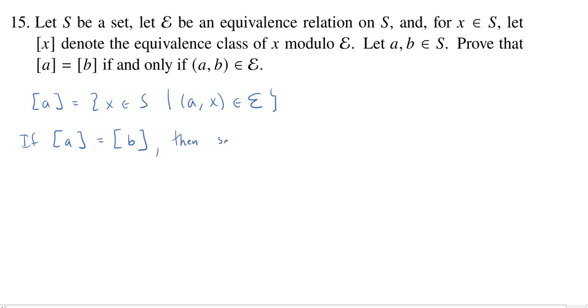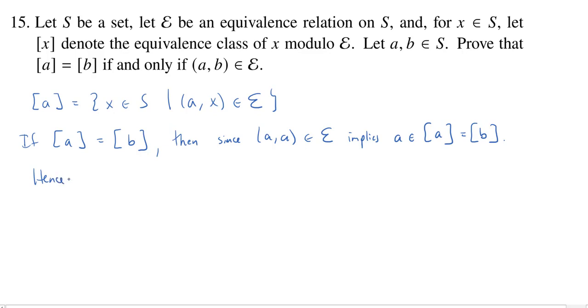So in particular, by reflexivity, we know that (A, A) is in E, and this implies that A is an element of its own class, because now this A works as one of the X's. (A, A) is in E, so A is in the equivalence class of A. But the equivalence class of A is equal to the equivalence class of B. So we know that little a is an element of the class of B.